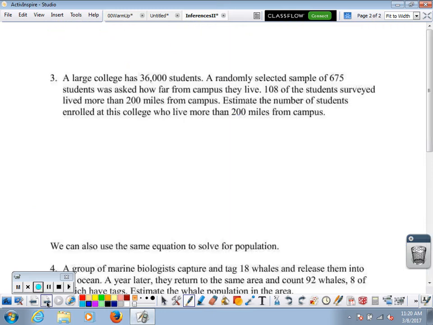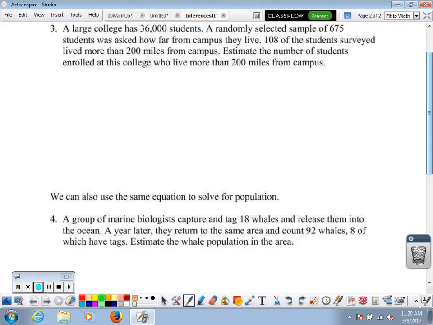All right, let's flip over to the back. Let's take a look at one more that's like this, and then we'll look at one that's just a little bit different. So we have a large college with 36,000 students, and a randomly selected sample of 675 students who were asked how far they live from campus. 108 of the students surveyed lived more than 200 miles from campus. We want to estimate the number of students enrolled at this college who live more than 200 miles from campus.